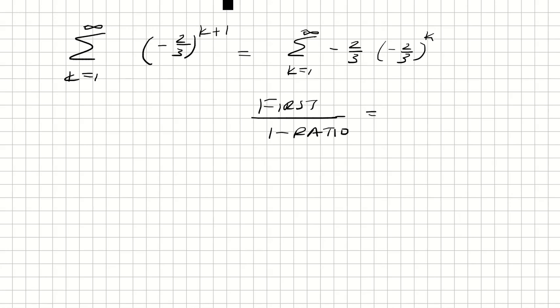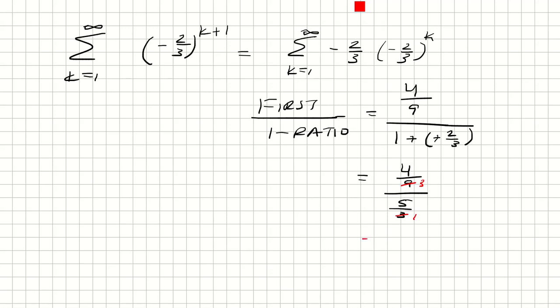The first term, we plug in k equals 1. We have negative 2 thirds times negative 2 thirds, which is 4 ninths. And then the ratio is negative 2 thirds. So we have 4 ninths over 1 minus negative 2 thirds. We'll just add these, which is 5 thirds. And then we can simplify this. This 9 will be turned into 1, this 3 will turn into 1, and then we have 4 over 15 as our final answer.